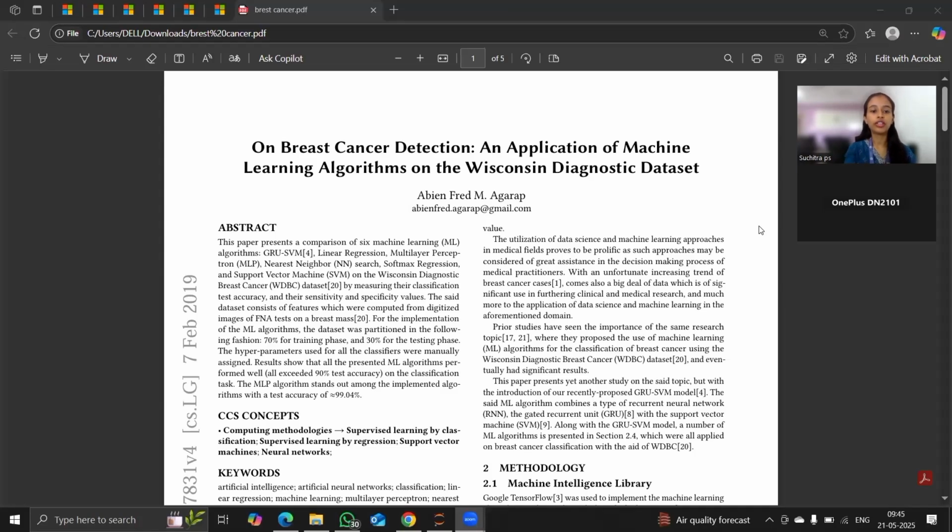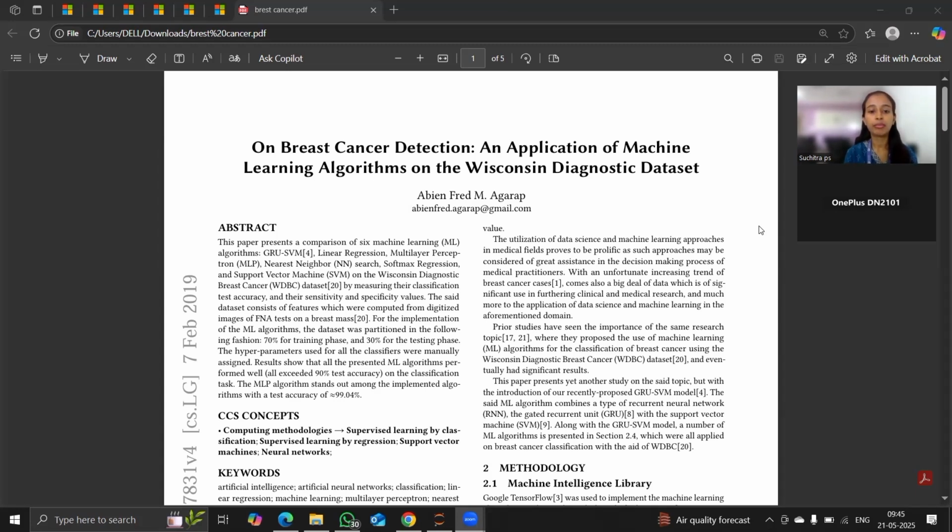Good morning, all. Let us discuss the research paper on breast cancer detection and application of machine learning algorithms on the Wisconsin Diagnostic Dataset. The author is Abhinan Fred M.